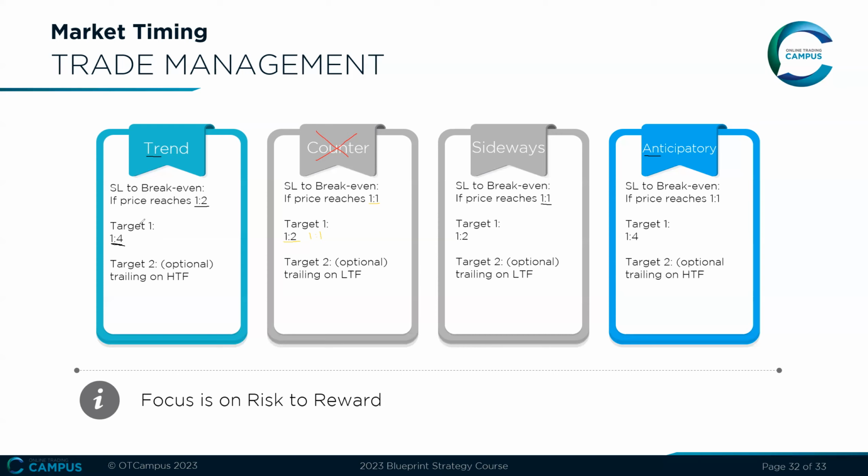And because we need to give it time for price to continue those trends or even create those trends for an anticipatory, we also want to give it a little bit of breathing space. Now, the target for a trend trade is just going to be a 1 to 4. And our parameter to put our stop loss to break even is going to be a 1 to 2. If we look at an anticipatory trade, our target is also 1 to 4 because similar to a trend trade, we're anticipating price to make a bigger move.